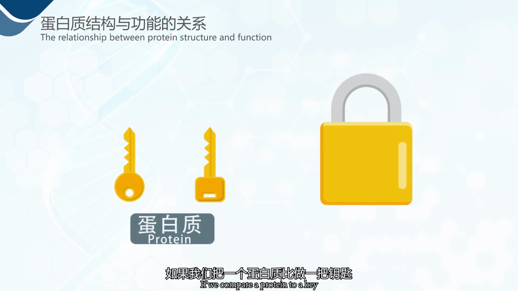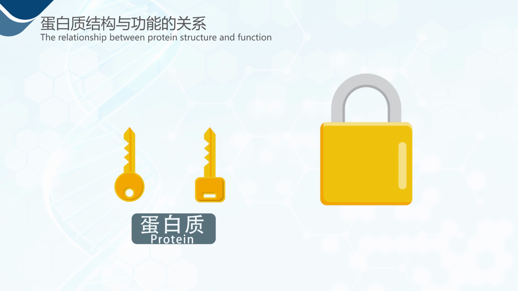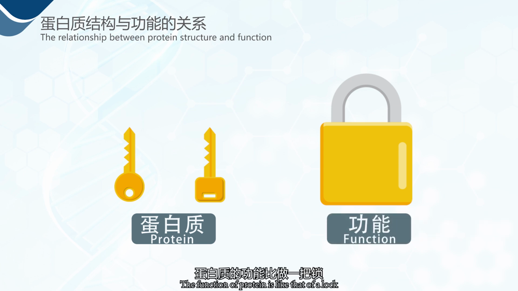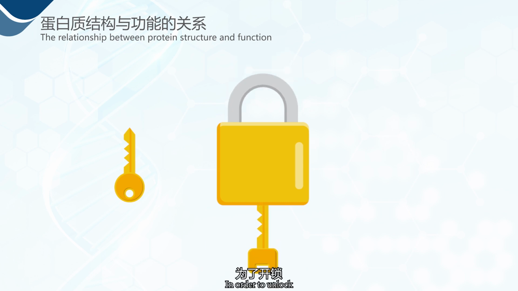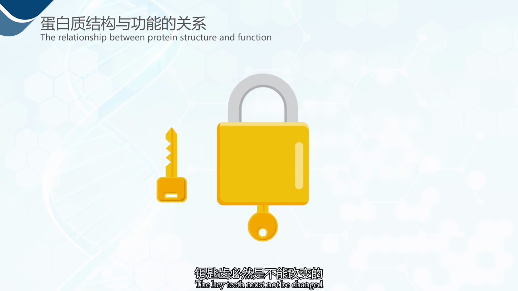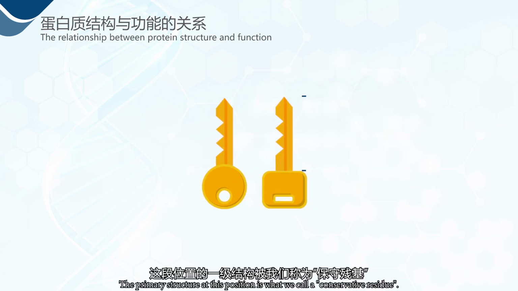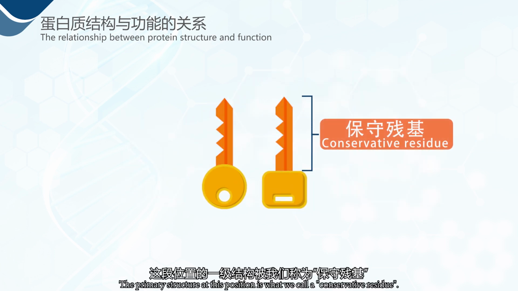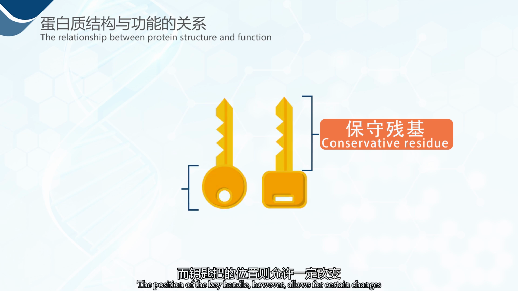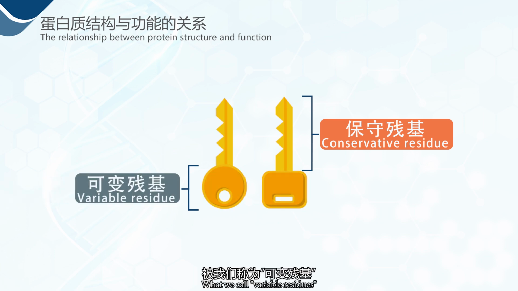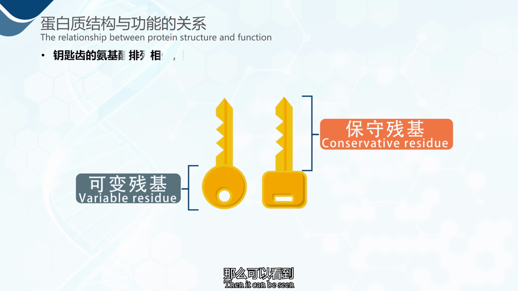If we compare a protein to a key, the function of the protein is like that of a lock. In order to unlock, the key teeth must not be changed. The primary structure at this position is what we call a conservative residue. The position of the key handle, however, allows for certain changes, what we call variable residues. Then it can be seen.